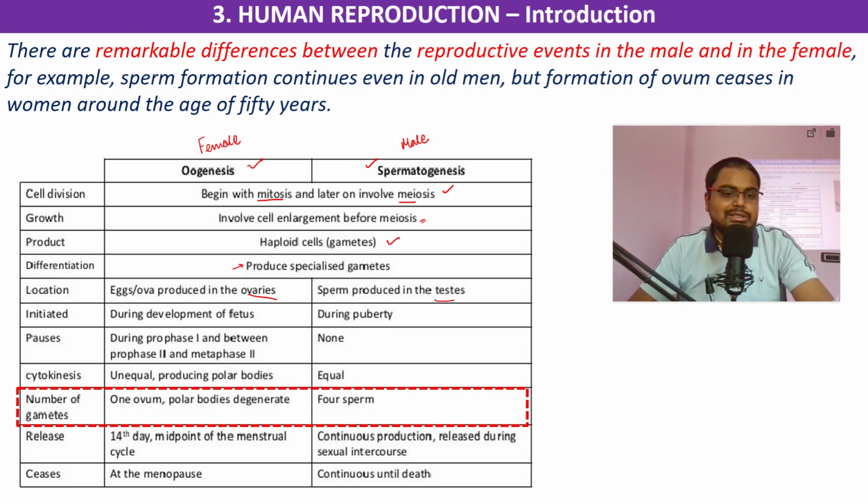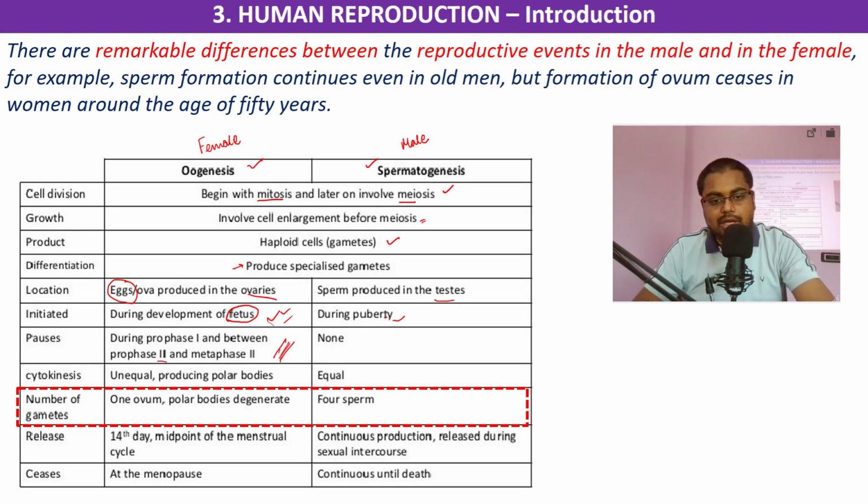And when eggs start to get produced, this happens when the baby is in the womb only, during development of the fetus. तो जब बेबी गर्ल हो रही है तो गर्ल बिफोर शी टेक्स बर्थ, फीटस में उसके ओवरीज डेवलप हो जाते हैं. स्पर्मेटोजेनेसिस ड्यूरिंग प्यूबर्टी. Pauses during prophase 1 and between prophase 2 and metaphase 2.